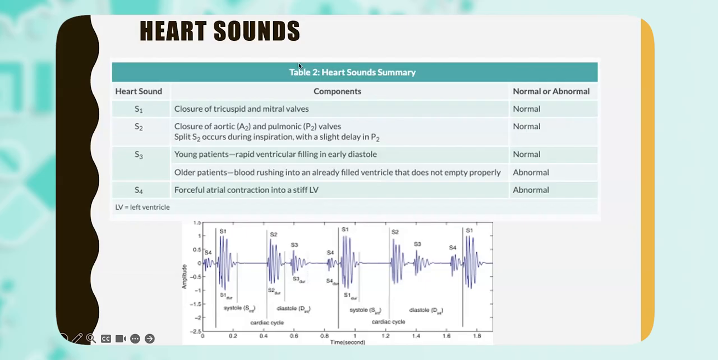S4 is again specific for a common heart disease. Can anyone tell what is it? In HOCM, S4 is very prominent, present in many of the cases. Another quiz point is S4 is also the first auscultatory finding in acute myocardial infarction.